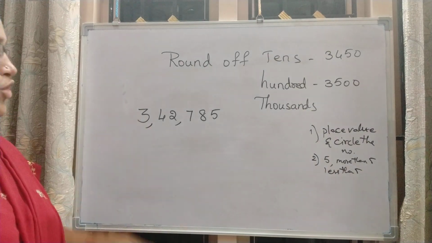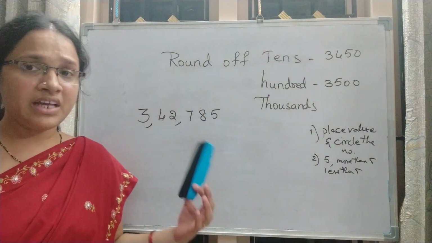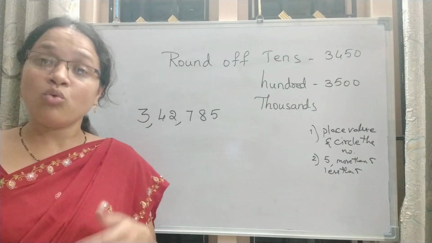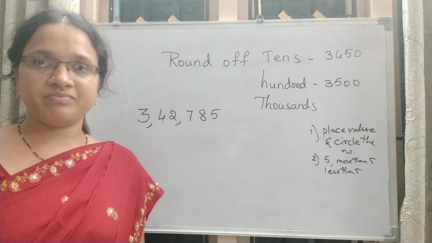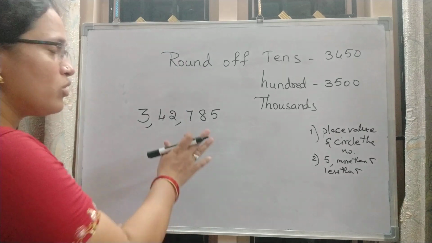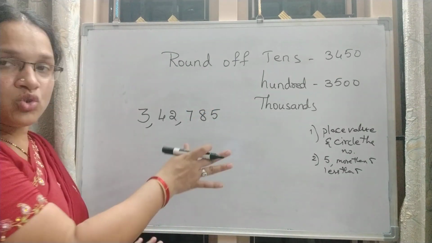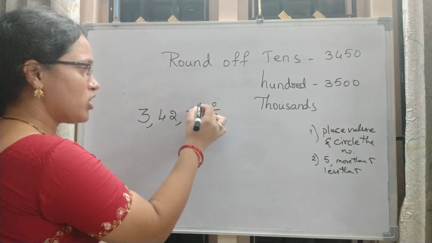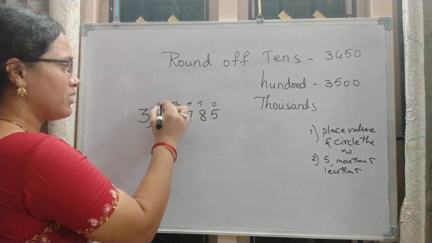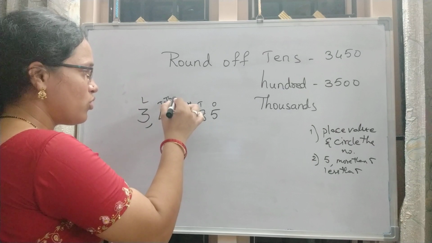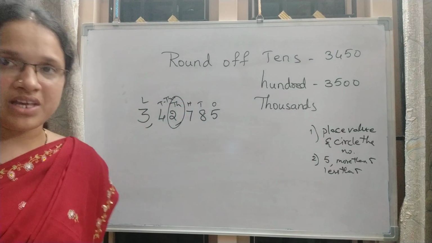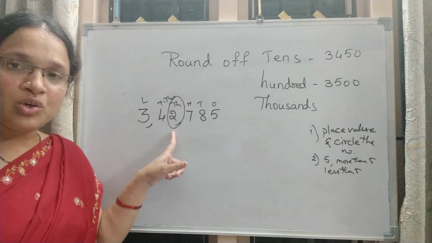3,42,785, right? 3,42,785. Let me take this number and let us round off with thousands. Okay? Yes. Now, as I told you earlier, write the place values on the top. So, what number should be rounded off, children? It is thousands place. So, round off that number at thousands place. Yes. Now, what will you do next?